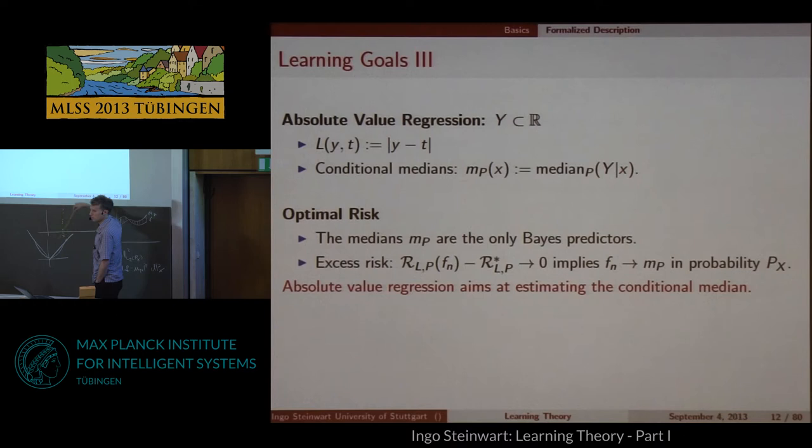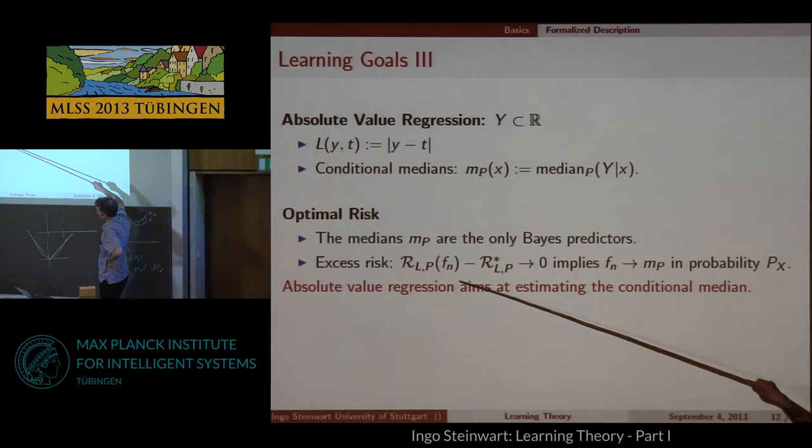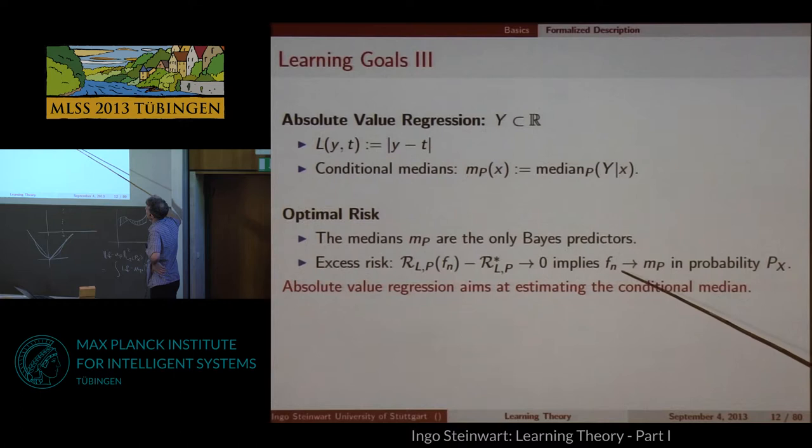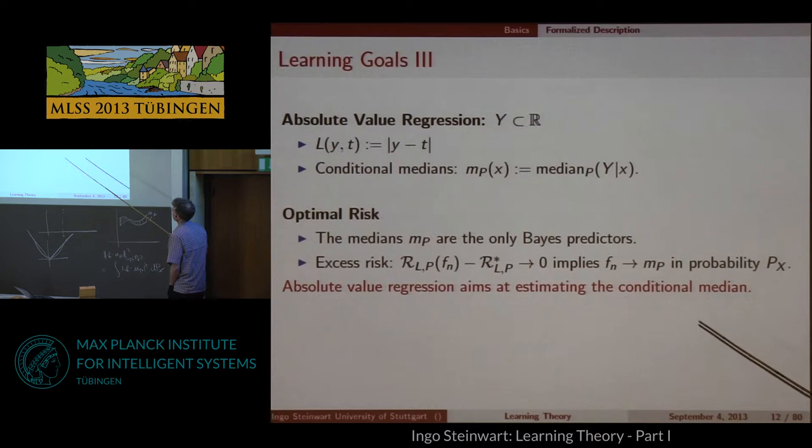And whenever we have a sequence f_n for which the excess risk converges to zero, then one can show that the corresponding predictors converge to the conditional median in a weak sense. I don't want to explain this here in detail. It basically means that we don't get convergence in the strong sense of the L2 norm, but in a weaker sense. So whenever we pick this loss function, we implicitly say that our learning goal is estimating the conditional median, nothing else.